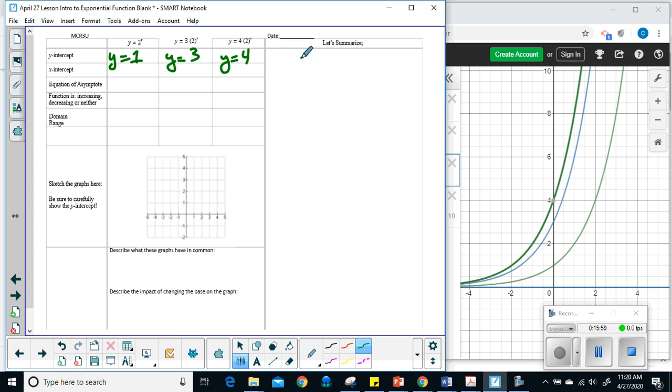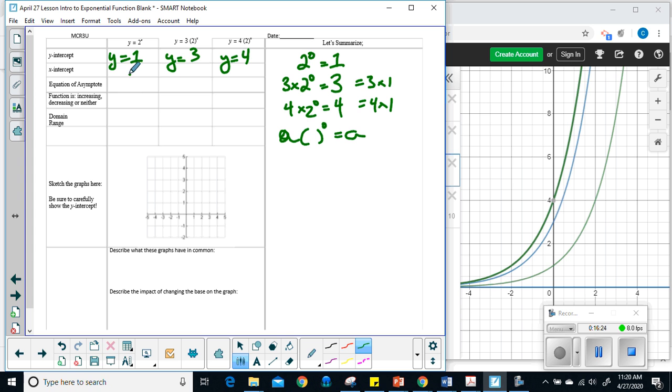So let's remember that anything to the exponent 0 is 1. So if I said 3 times 2 to the 0, I'm going to get 3, because that's just 3 times 1. If I did 4 times 2 to the 0, I'm going to get 4, because that's just 4 times 1. So it doesn't matter what your base is, a times anything to the exponent 0 is going to give you a. All right, our x-intercepts, we have none. This did not affect my asymptote at all.